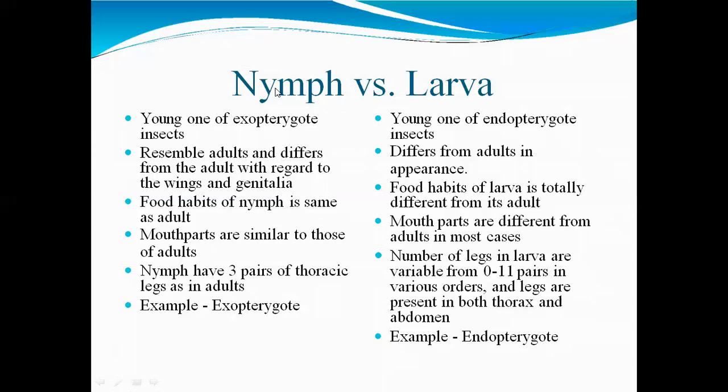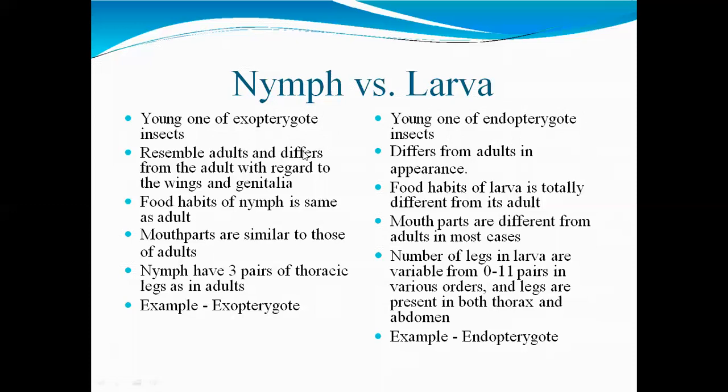Now the difference between nymph and larva. First difference: the nymph is the young one of exopterygote insects, and the larva is the young one of endopterygote insects. Exopterygote means the wings are present outside of the body in insects, and endopterygote means the wings are present inside of the insect.